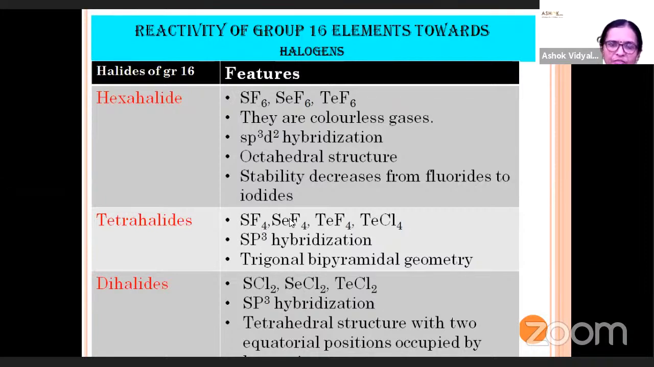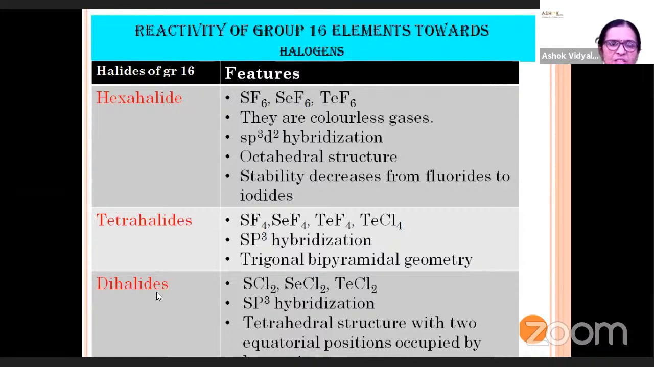Selenium also reacts with 4 atoms of fluorine to form SeF4, selenium tetrafluoride. Tellurium forms TeF4 and tellurium also reacts with chlorine to form tellurium tetrachloride. All these tetrahalides of group 16 elements undergo sp3 hybridization and their geometry is trigonal bipyramidal.